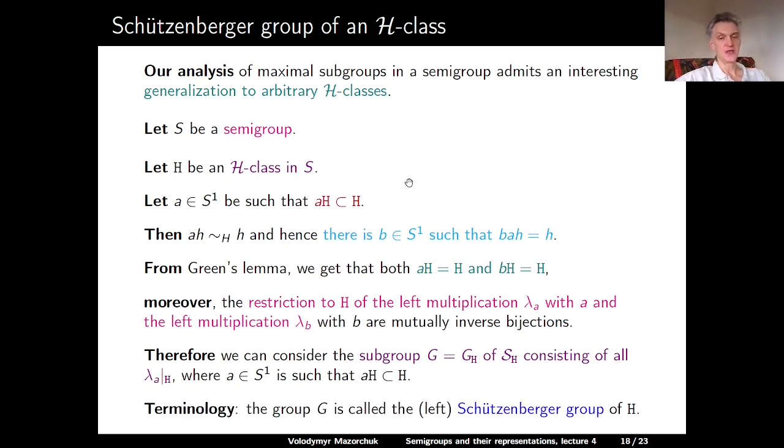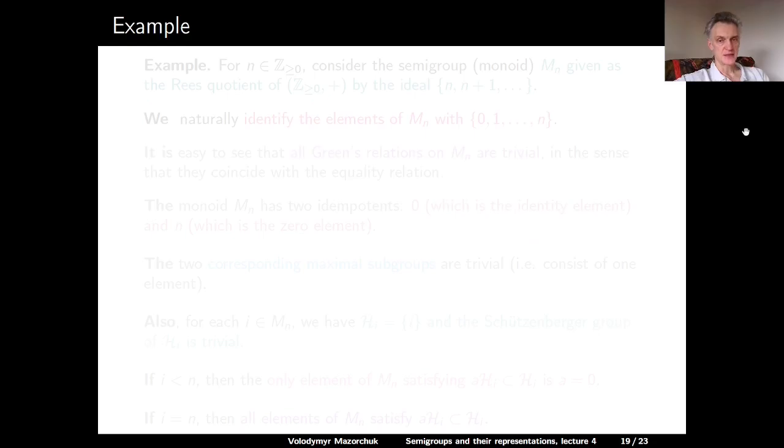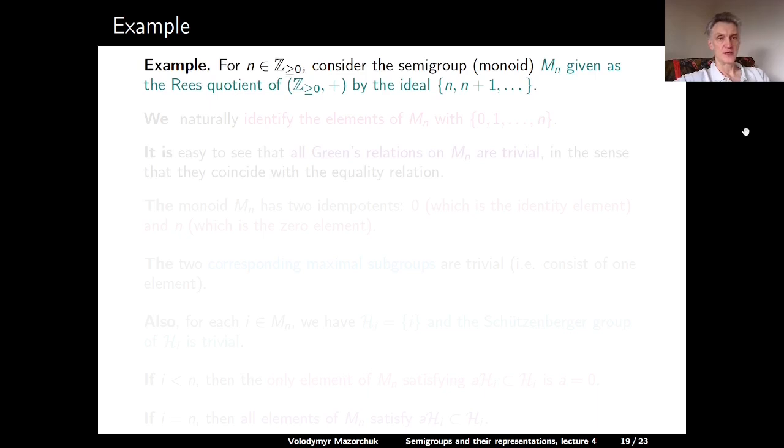So this group G is called the left Schützenberger group of H. Let us consider one easy example. For a non-negative integer n, consider the semigroup, actually a monoid Mn, which is given as the Rees quotient of the additive semigroup of all non-negative integers by the ideal n plus 1, and so on. We can naturally identify the elements of Mn with the integers 0, 1, and so on up to n.